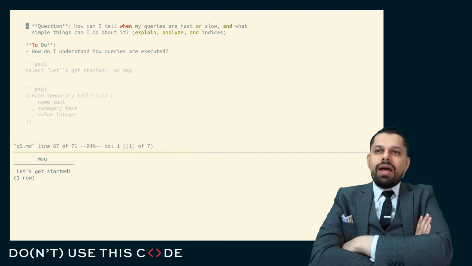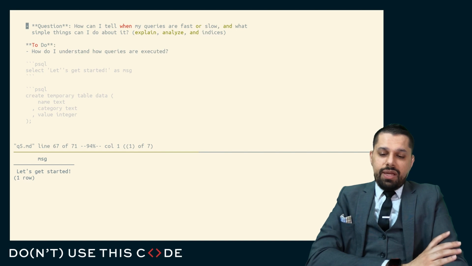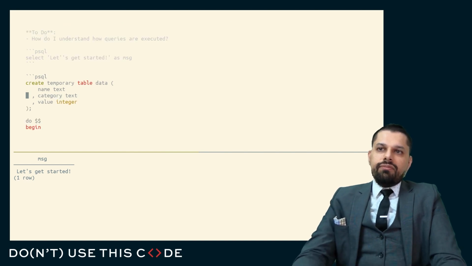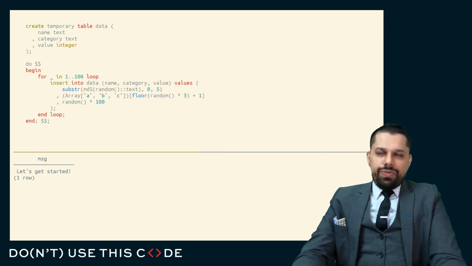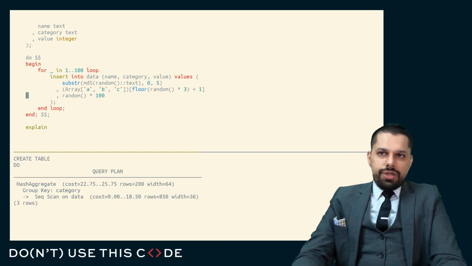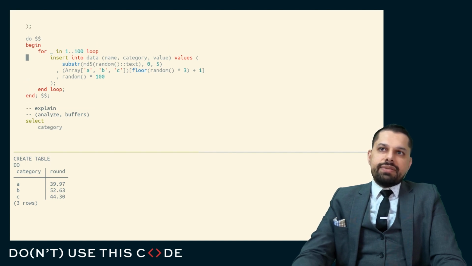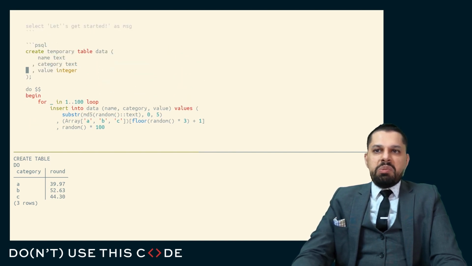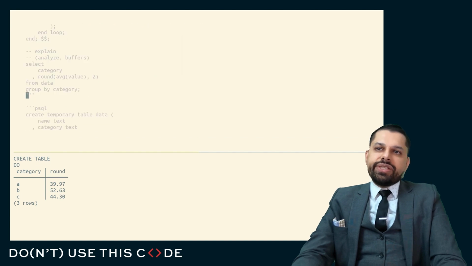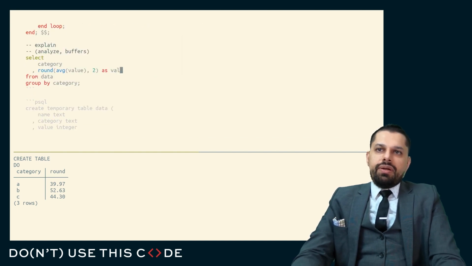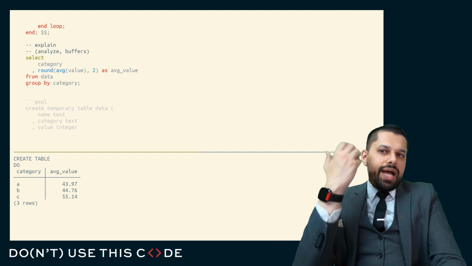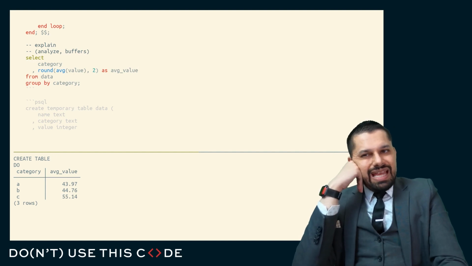This question is titled, how do I tell when my queries are fast or slow, and what simple things can I do about them? And we'll talk about explain, analyze, and indices. Let's take a look. Here, I have a table with 100 rows, and in those rows I have some entities, some categories, and some values. I'm just going to do a simple query where I figure out what the average value is per category.